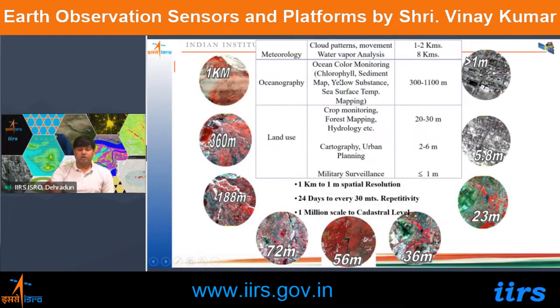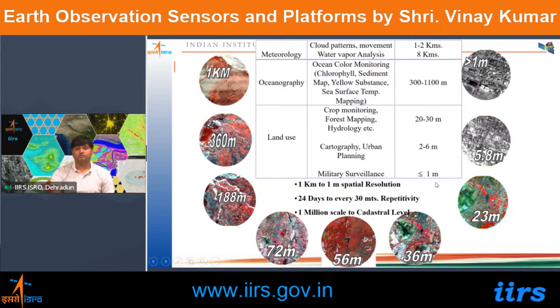So for which application, which kind of satellite data are being used? For meteorological application, you require very coarse resolution. For oceanographic, ocean color monitoring, you require around 300 meters to 1 kilometer resolution. For land use mapping, you require 20 to 30-meter resolution, like crop monitoring, forest mapping, hydrology. Cartography and urban planning require 2 to 6 meter, and for military surveillance, less than or equal to 1 meter resolution data is required.